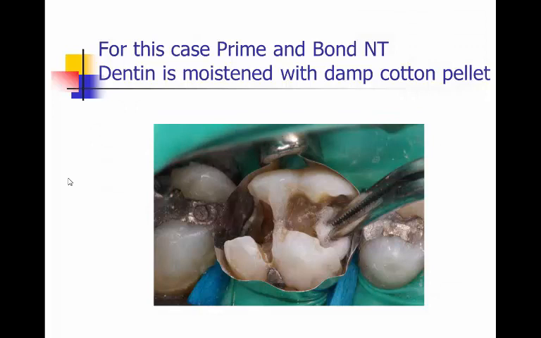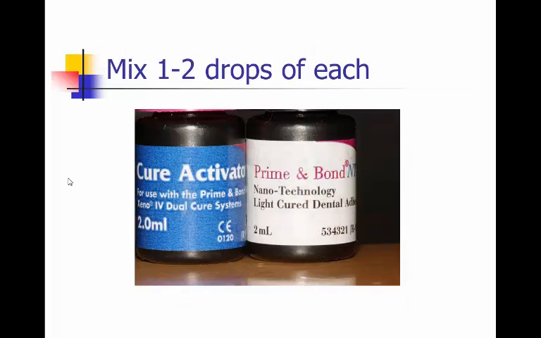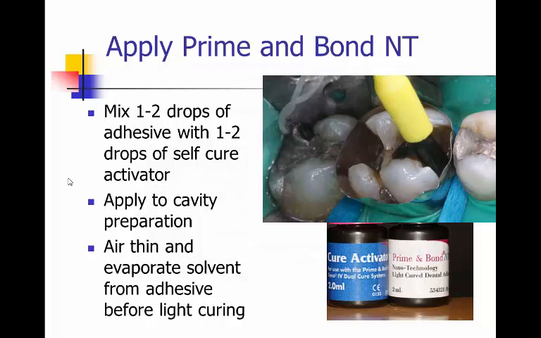So for this case, I've prepared the tooth, I've placed my matrix, placed my wedges. I use Prime and Bond NT, and keep in mind I've already etched the tooth for 15 seconds, rinsed and dried. I'm moisturizing the tooth with a damp cotton pellet before I place my adhesive. I mix 1 to 2 drops of the Prime and Bond NT with the self-cure dual cure activator. I apply it in the cavity preparation. Notice I'm using a brush and not a micro brush. It gives me a more efficient preparation. I air thin the adhesive, and I light cure it.